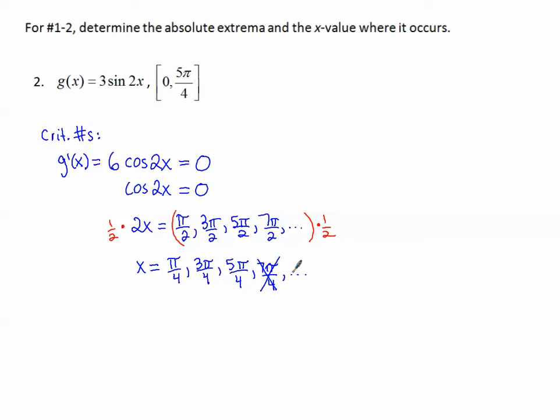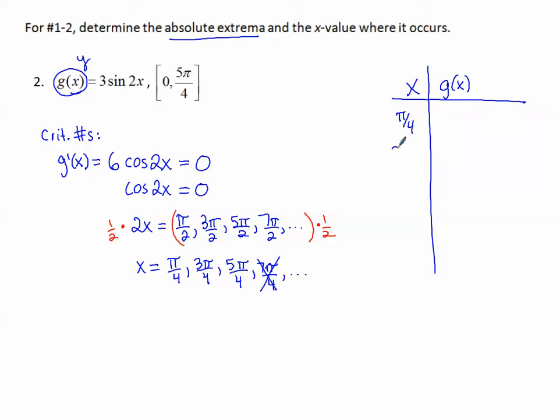Now we need to find out the highest and lowest values of the function, the y values. So we remember g of x means y. Let's set up our table, x and g of x. Where can we get absolute maxes and mins? At critical numbers. We have 3 of them this time: pi over 4, 3 pi over 4, 5 pi over 4, and at endpoints, 0 and 5 pi over 4 I already listed because it was in the critical number list.